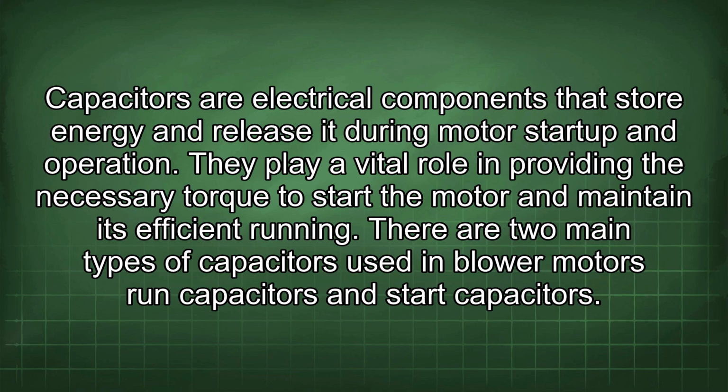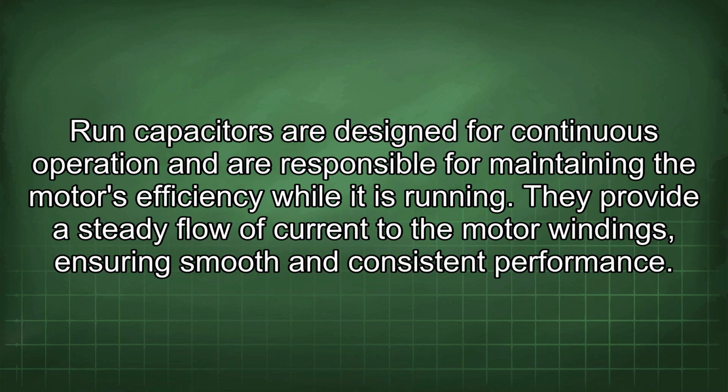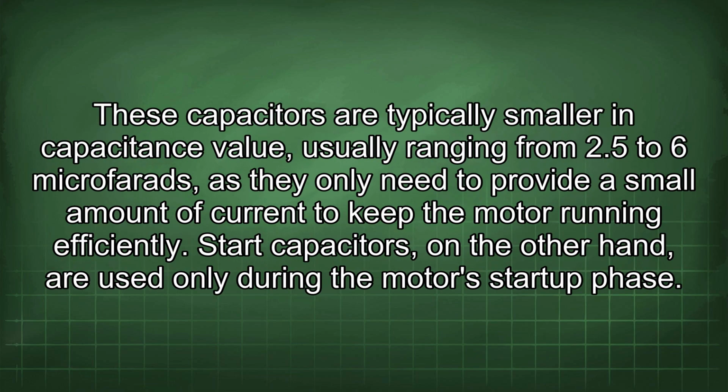There are two main types of capacitors used in blower motors: run capacitors and start capacitors. Run capacitors are designed for continuous operation and are responsible for maintaining the motor's efficiency while it is running. They provide a steady flow of current to the motor windings, ensuring smooth and consistent performance. These capacitors are typically smaller in capacitance value, usually ranging from 2.5 to 6 microfarads, as they only need to provide a small amount of current to keep the motor running efficiently.